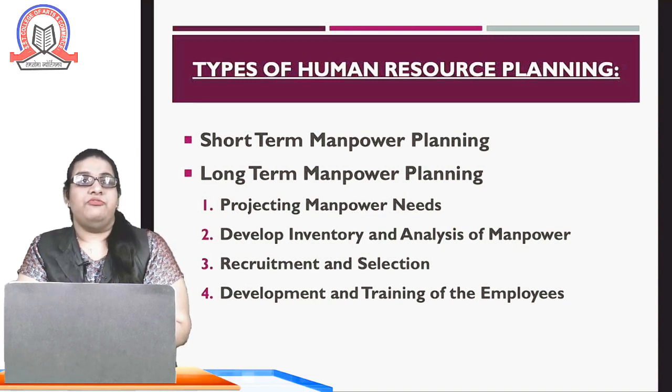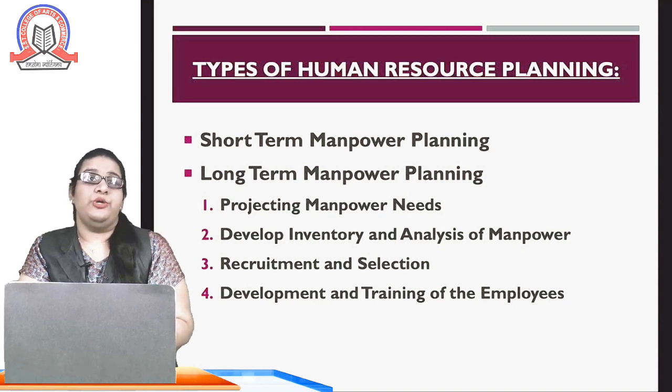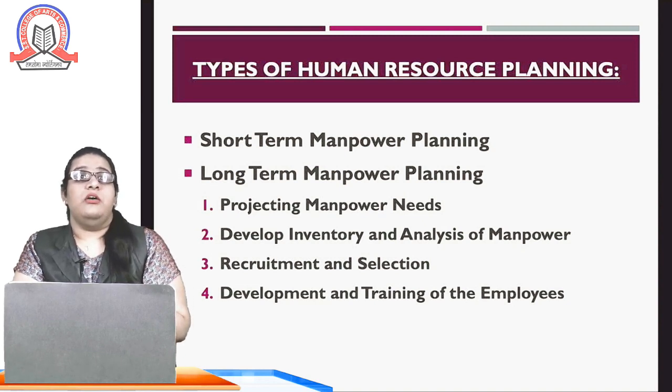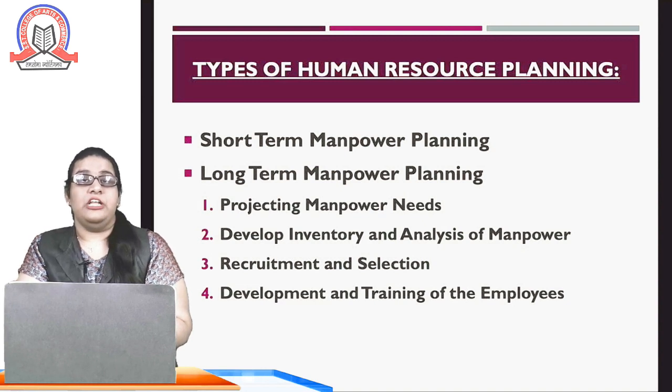We will plan for this year only, that how many employees we will need, how we are going to select the employees, how we are going to provide training, how much salary and wages we are going to provide, how much increment, whom to give increment, promotion. So all these planning will be for only short period, for this year only, short term planning.